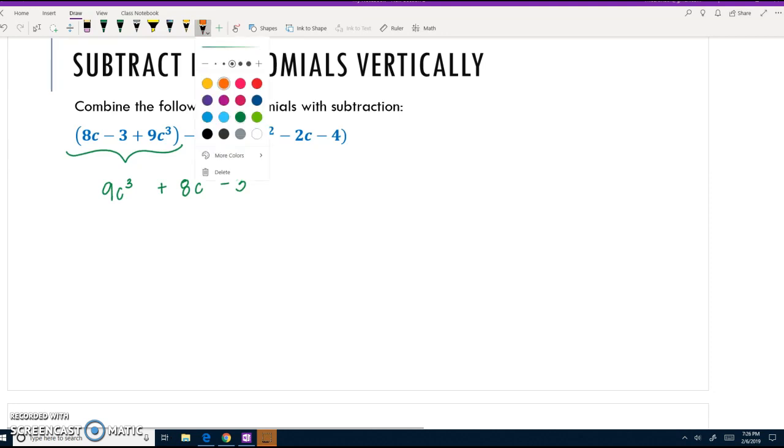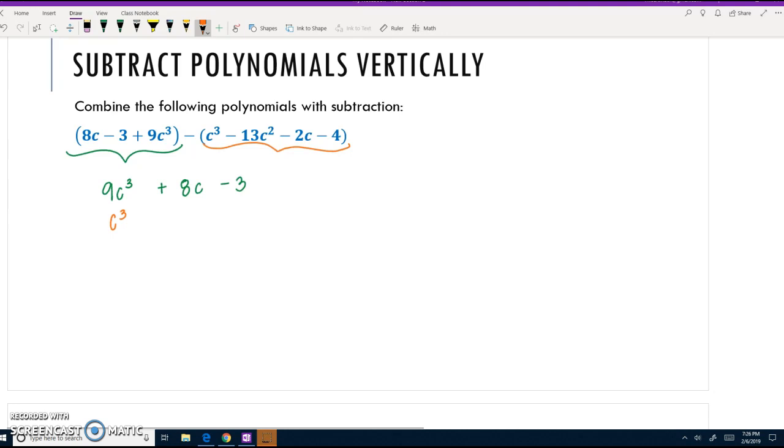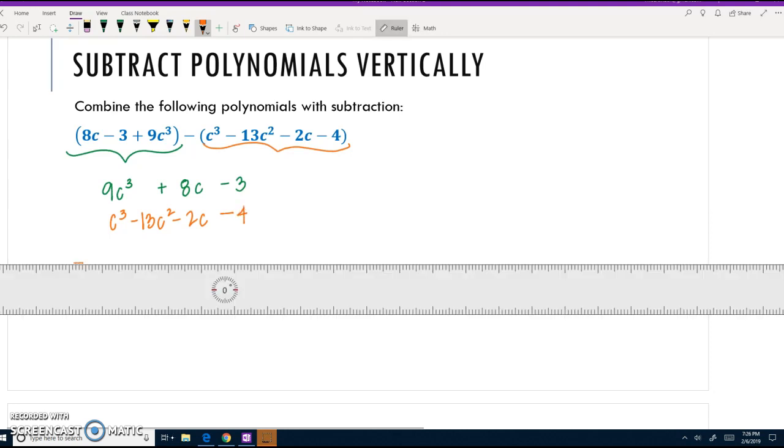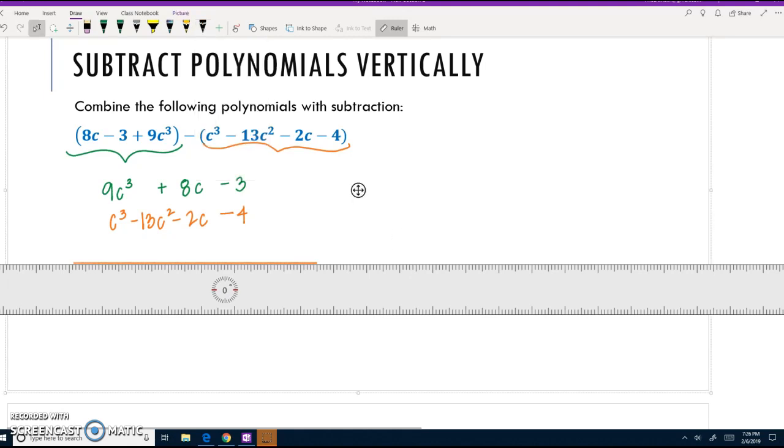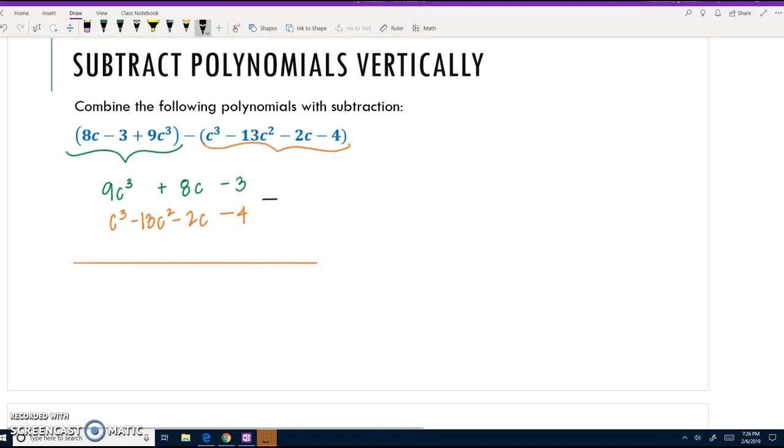For my other polynomial over here on the right, I've got c cubed, that's my highest degree. And then I've got a minus 13c squared, minus 2c, and then minus 4. So I can line it up like that. Now in this case, we're going to be subtracting. So let's go ahead and do that subtraction operation.